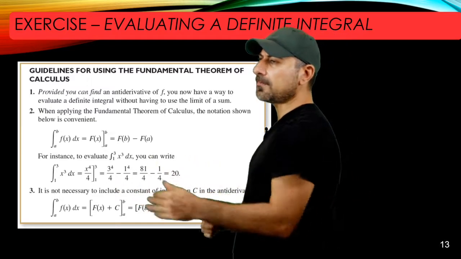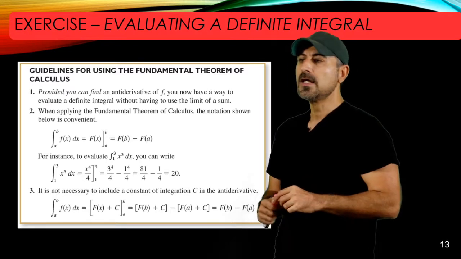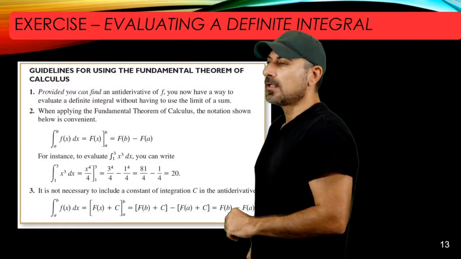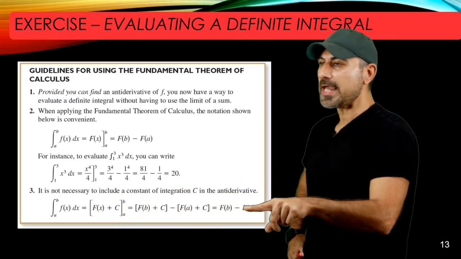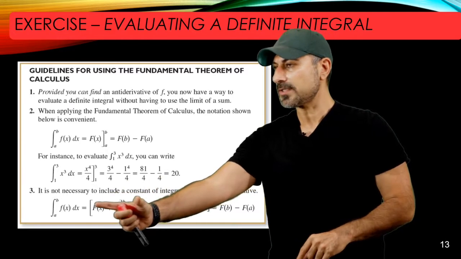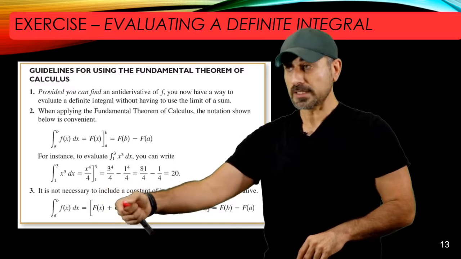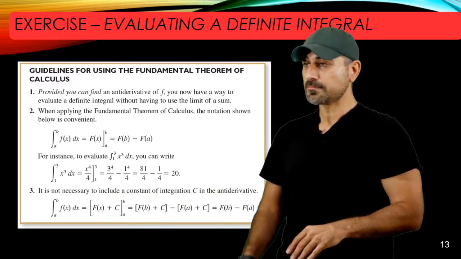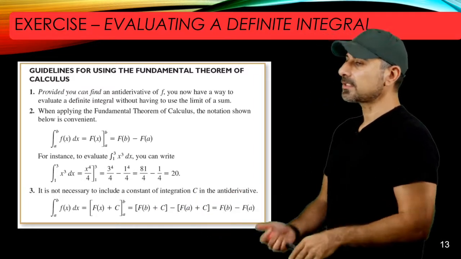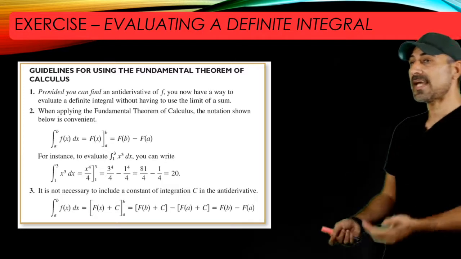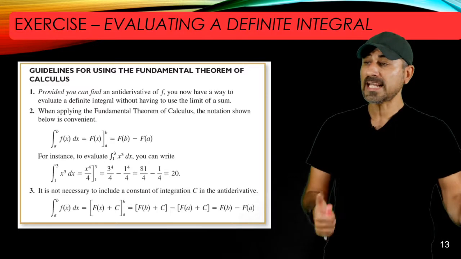As the final step in the guidelines, it's not necessary to include an integration constant when you take the antiderivative. In fact, even if you add an integration constant, it's going to disappear along the way. The antiderivative plus C evaluated at the upper limit b minus the same antiderivative including the arbitrary constant evaluated at a is going to be F of b plus C minus F of a plus C, so the C's are going to cancel. So even if accidentally you put the integration constant, it should be canceled along the way.